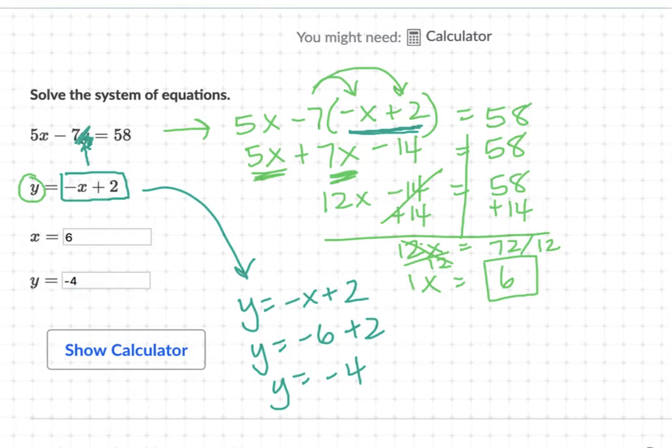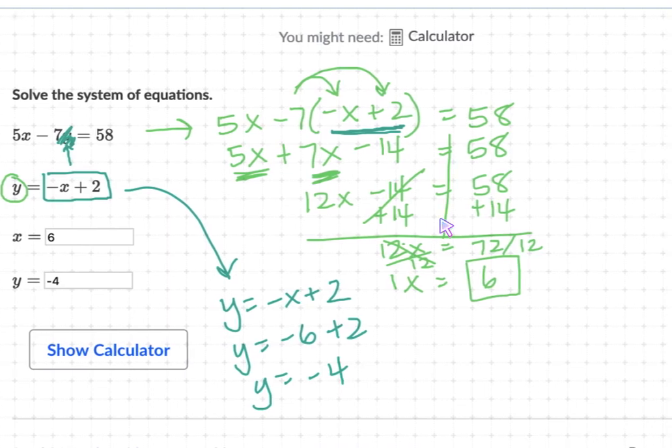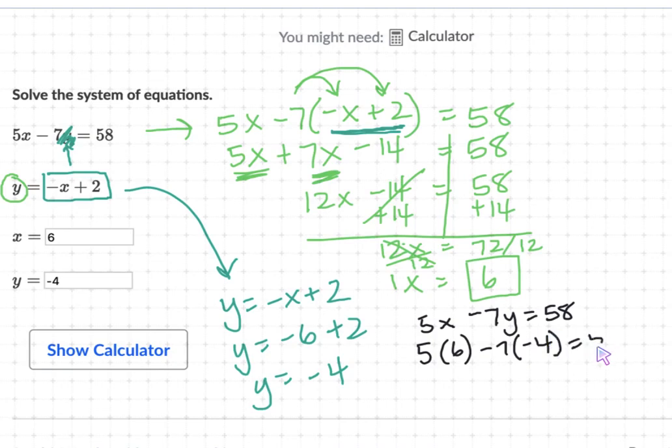Gotta double check it because I don't want to go through all that work and have it be wrong. So let me check it. Instead of 5x minus 7y equals 58, I'm going to put in 5 times 6 minus 7 times negative 4 should equal the 58 and get a true statement. This is 30 plus 28. Does that equal the 58? Yes, it does. 30 plus 28 is equal to 58.